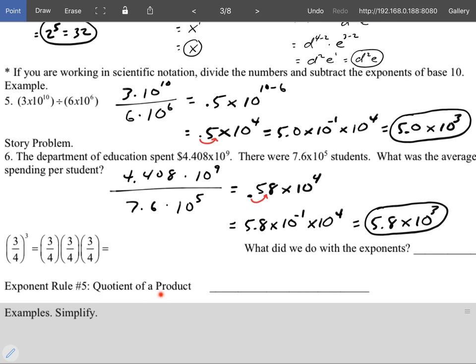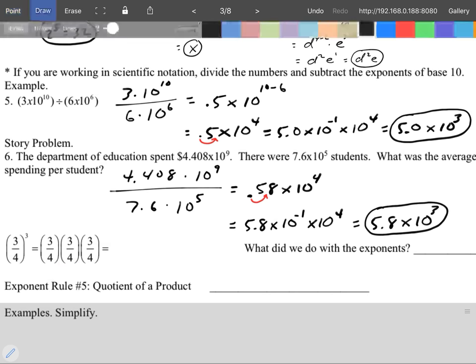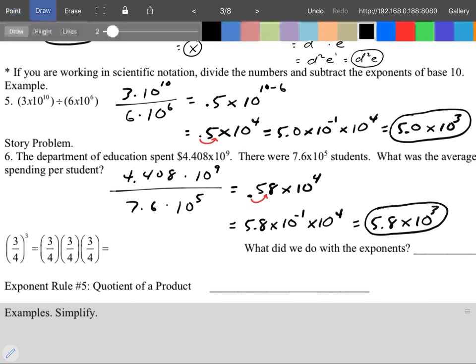So let's do this last example. So this last one, they call it quotient of a product. And really what it is, it's just a fraction to a power, okay? So you got the fraction 3/4 raised to a power. Well, if you have 3/4 cubed, you guys know that means 3/4 times itself 3 times. So you have 3/4 times 3/4 times 3/4.